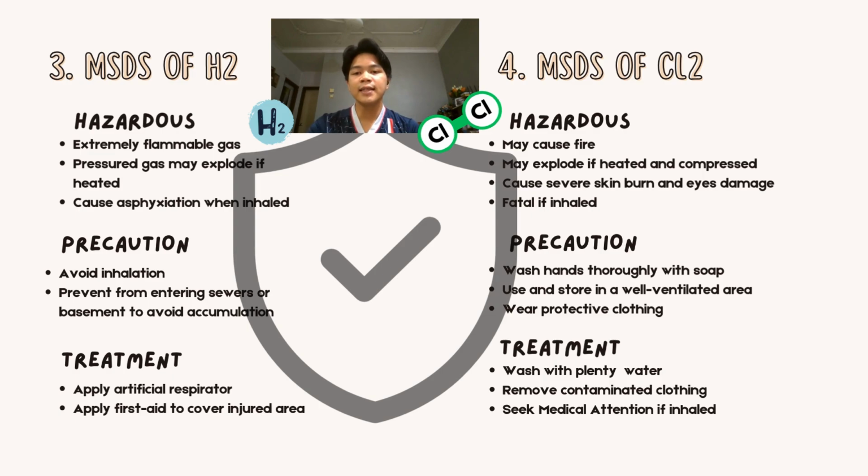Following that, for hydrogen gas, its hazard is that it is an extremely flammable gas. Pressurized gas may explode if heated and cause asphyxiation when inhaled. For its precaution, avoid inhalation, and prevent it from entering sewers or basements to avoid accumulation. For its treatment, apply an artificial respirator and apply first aid to cover injured areas.